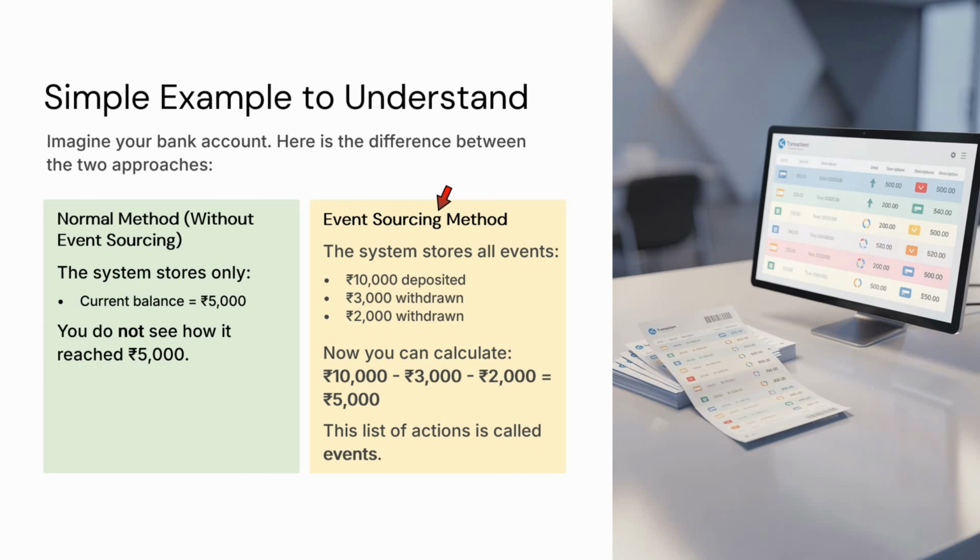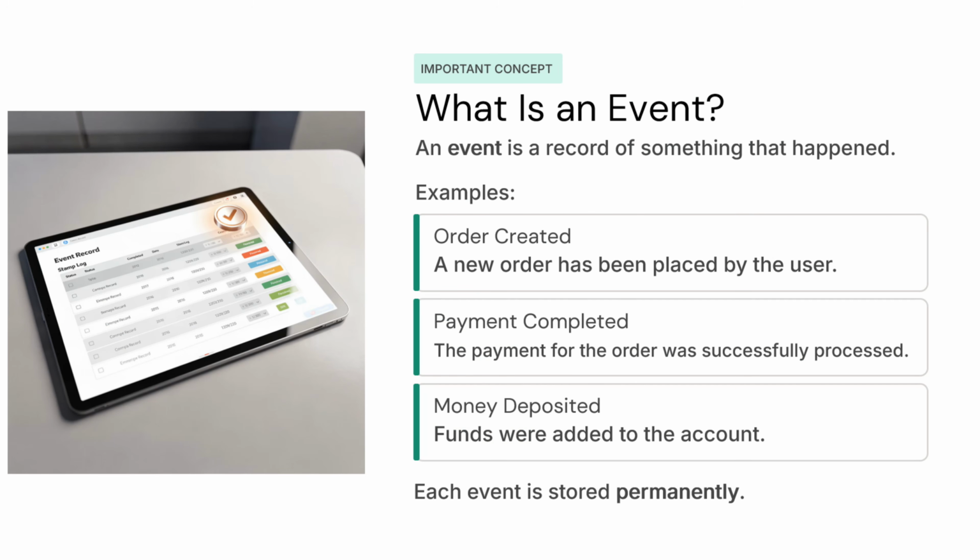This list of actions is called events. What is an event? An event is a record of something that happened. For example, order created, payment completed, money deposited. Each event is stored permanently.